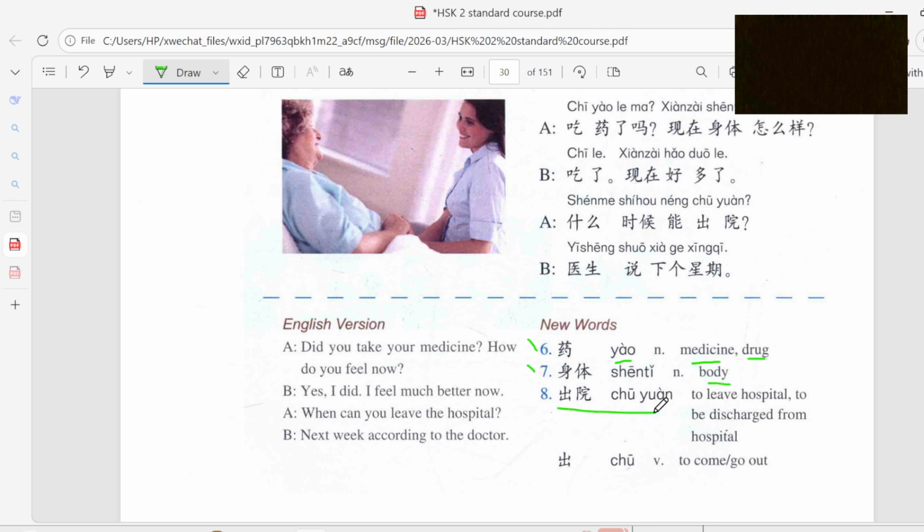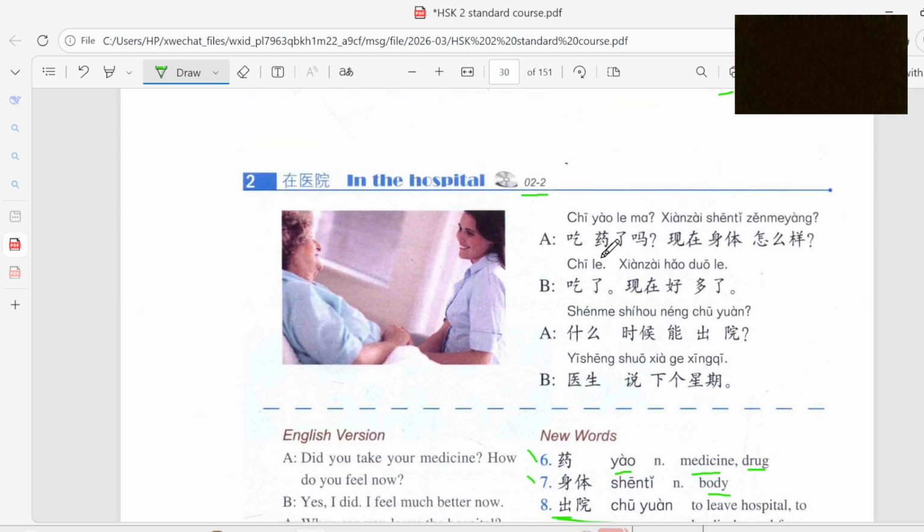身体 body. 出院, we just leave the hospital, to be discharged from the hospital. 出, someone just asked about 出 in the comment. 出去 means to get out. 出去 from your room, from your house, from the hospital. Here in this case, they replace 去 with 院. 出院. 出 to get out or to come out. You see, 出 to come out. Alright, so let's look at this.